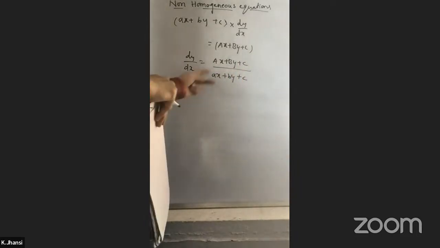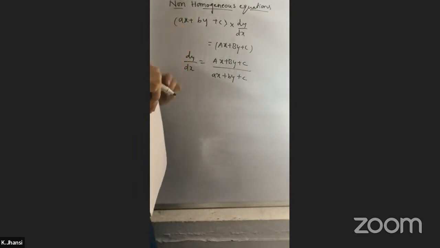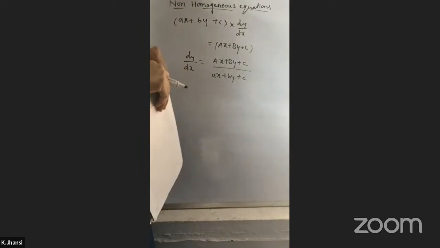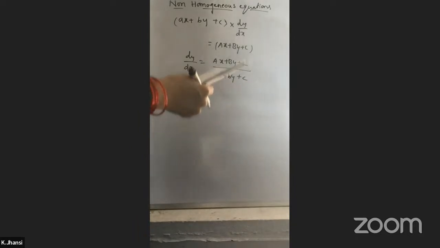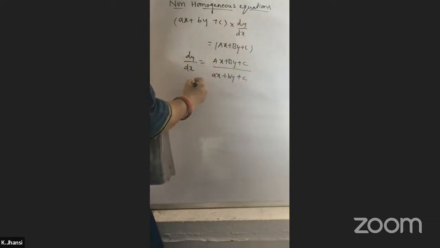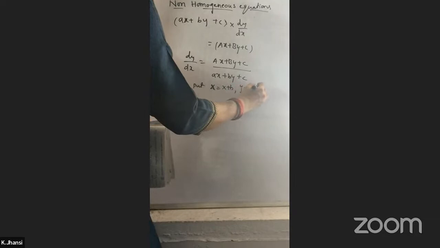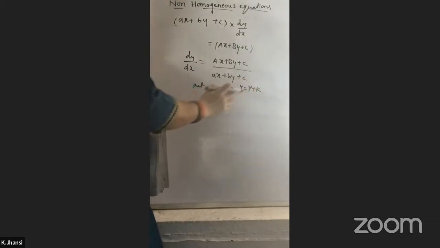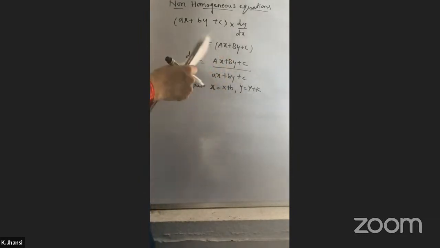So if any given question is in this form, then we can see that it is a non-homogeneous differential equation. Those equations, you have to convert into homogeneous equations. When you convert them into homogeneous equations, the procedure will be the same. For this, to convert non-homogeneous to homogeneous, we will put small x equals capital X plus h and small y equals capital Y plus k, and we need to find the h and k values. If you substitute in this equation, it will be converted into a homogeneous equation.